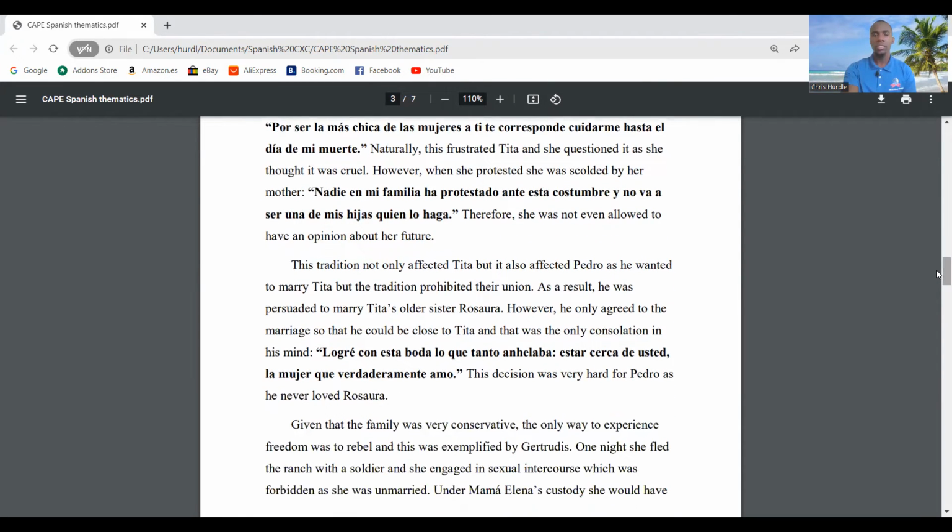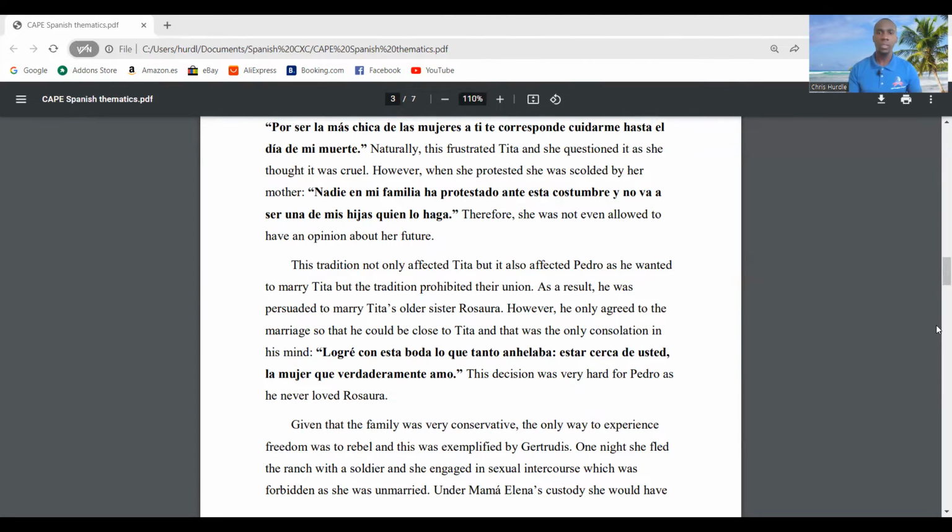Continuing, this tradition not only affected Tita, but it also affected Pedro, as he wanted to marry Tita, but the tradition prohibited their union. Okay? As a result, he was persuaded to marry Tita's older sister, Rosaura. However, he only agreed to the marriage so that he could be close to Tita, and that was the only consolation in his mind. Logré con esta boda lo que tanto anhelaba, estar cerca de usted, la mujer que verdaderamente amo. This decision was very hard for Pedro, as he never loved Rosaura.